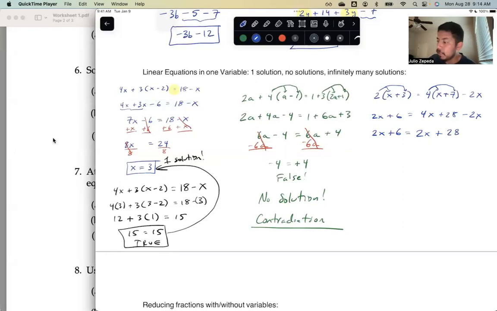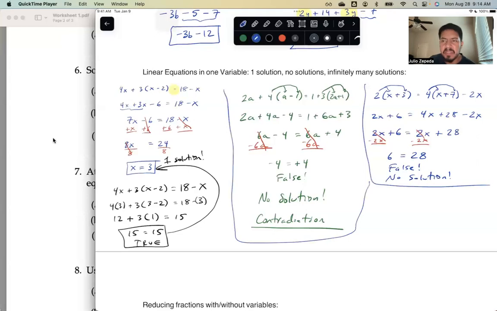And this is not how I intended this problem to work out, but that's okay. There's no mistake. We subtract 2x on both sides. The 2x's cancel. And we would get 6 equals 28. So what does this mean? The variables all canceled out, and we get a false statement. That also means that there is no solution. So 2 examples of no solution.